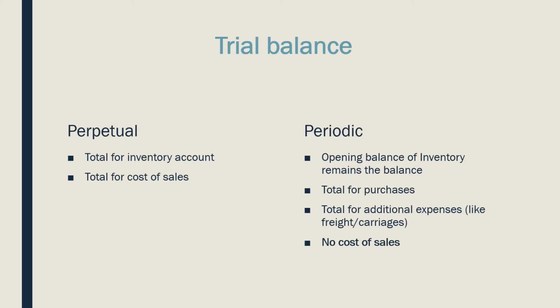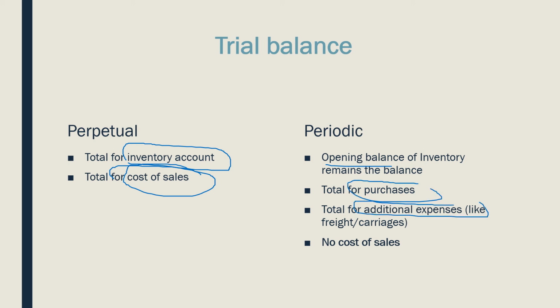Then the trial balance. In the trial balance, in the perpetual system, we've got an inventory account, as I mentioned earlier, with the closing balance of stock, and we've got the total of all our cost of sales. In the periodic system, we have the opening balance for inventory that we've always had. We've got a total for purchases, a total for all the additional expenses, and again, we have no cost of sales. So you can see again, more balances, more accounts.